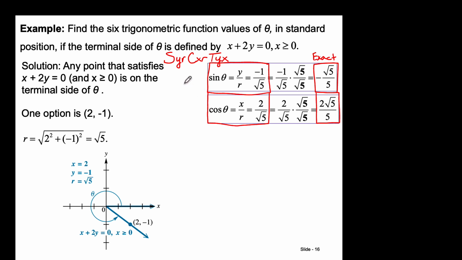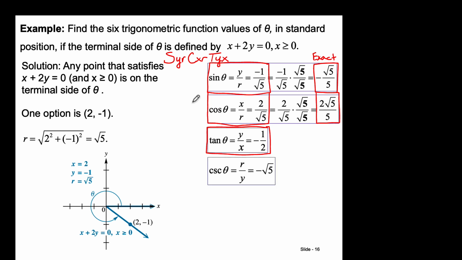All right, let's go again. Tangent is equivalent to y over x. Looks like this. Y is -1, x is +2. So -1 over 2. This is the trigonometry portion, and there is nothing to simplify, so -1/2 is our most simplified value for tangent of theta. All right, so we've got the first three, sine, cosine, tangent. Let's do the next three.